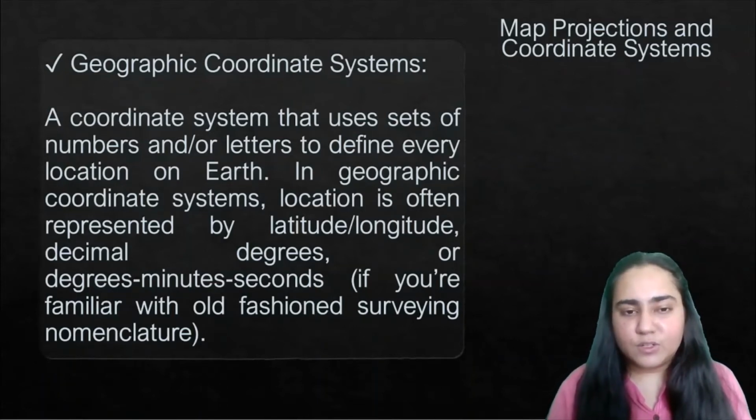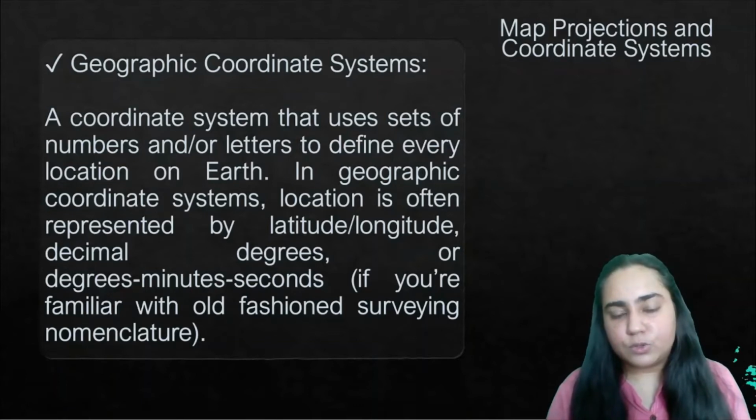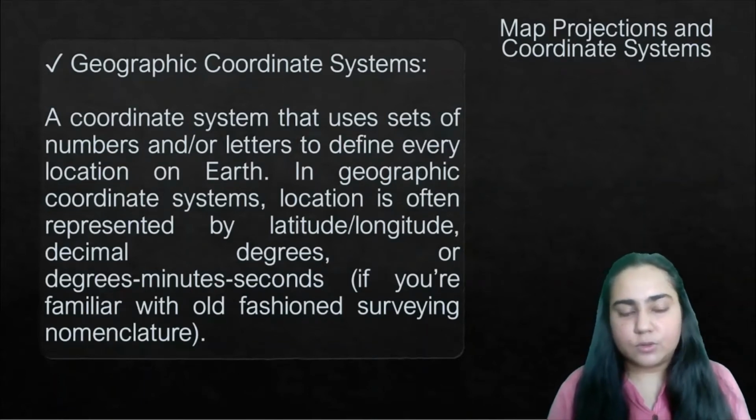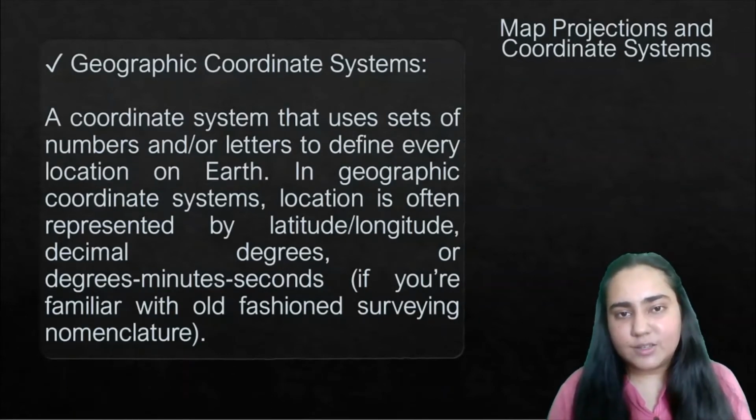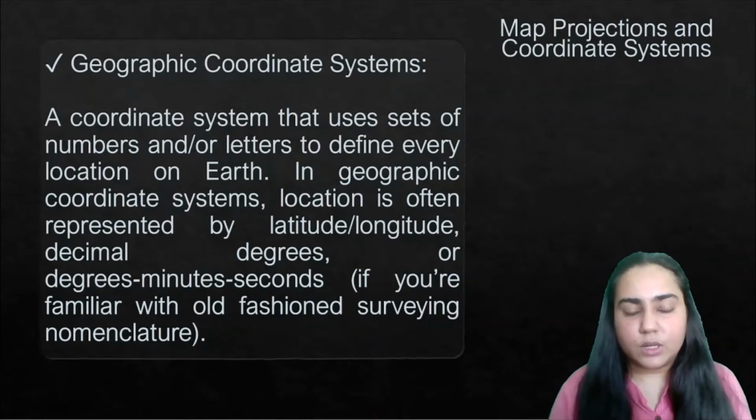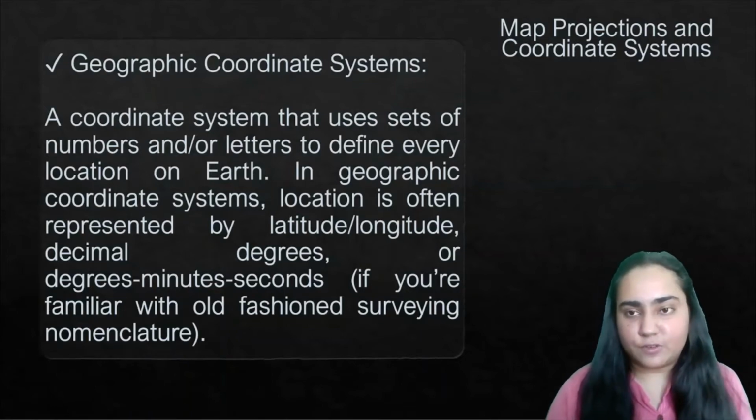They used to use decimal degrees. Nowadays, people are more used to latitude and longitude. So latitude and longitude are geographic coordinate systems, and this is how you can show your data, which is to show a location that's on Earth on a flat surface of a map.